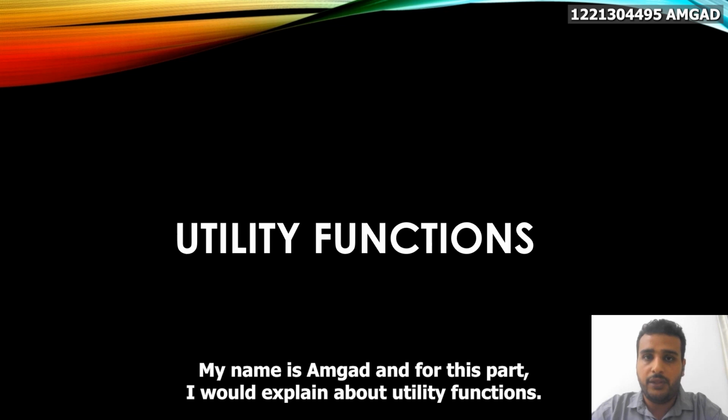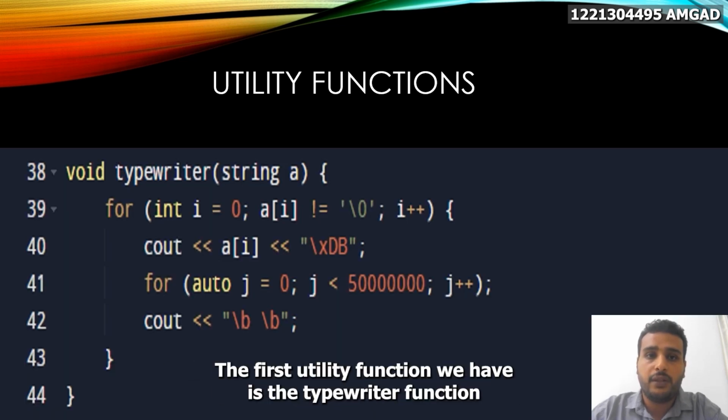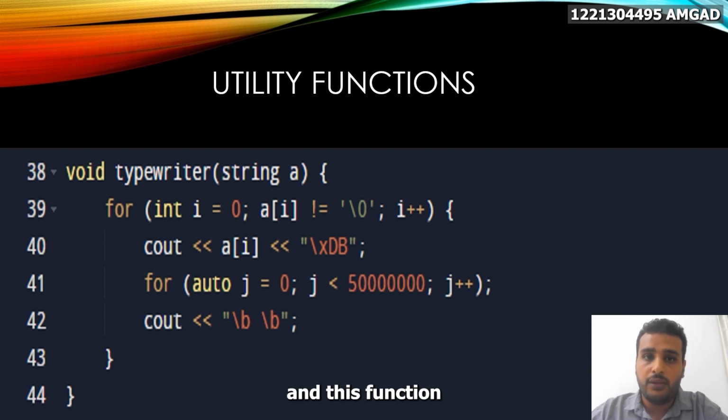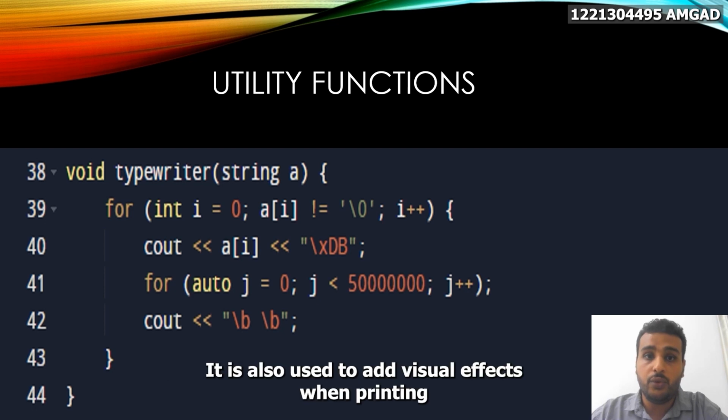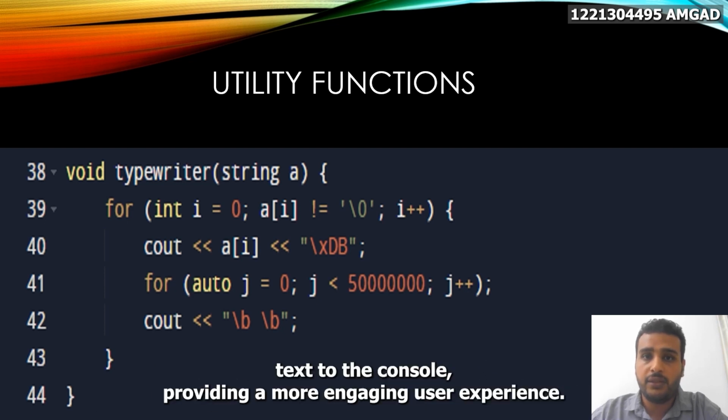Hello, my name is Amjad, and for this part I will explain about utility functions. The first utility function we have is the typewrite function. This function simulates a typewrite effect by typing each character of a string with a delay. It's used to add visual effects when printing text to the console, providing a more engaging user experience.